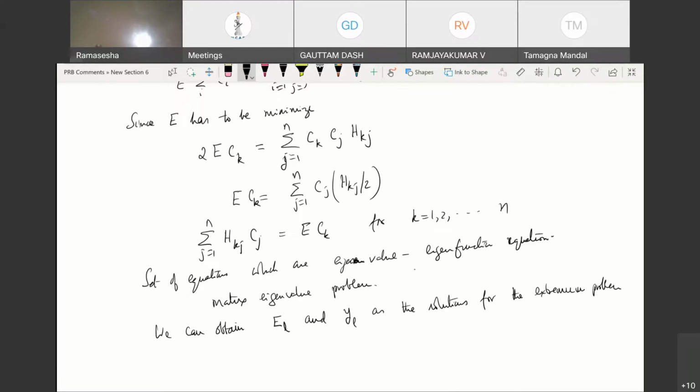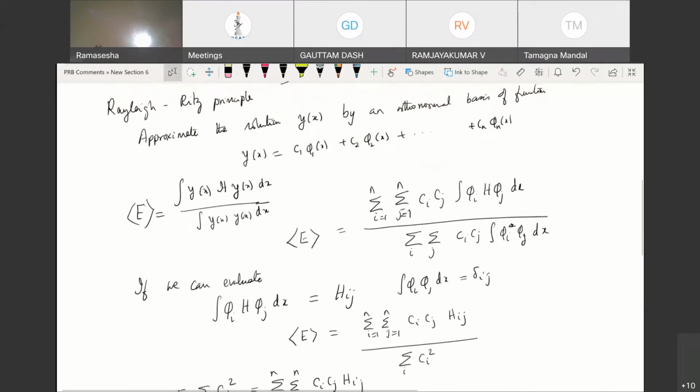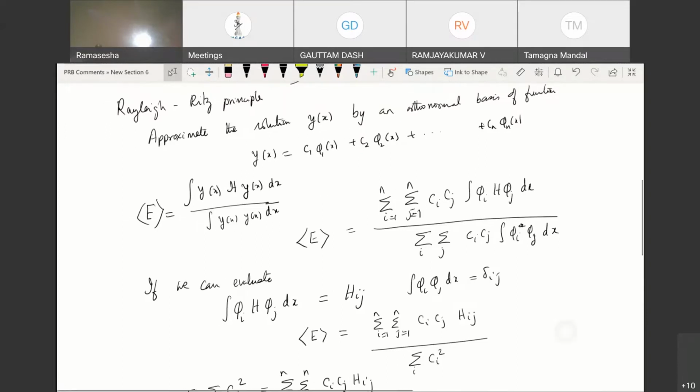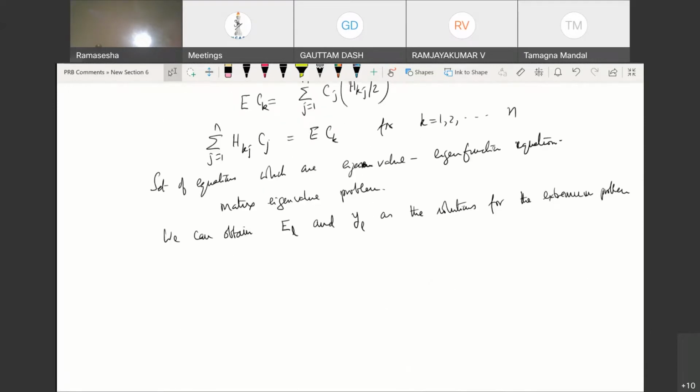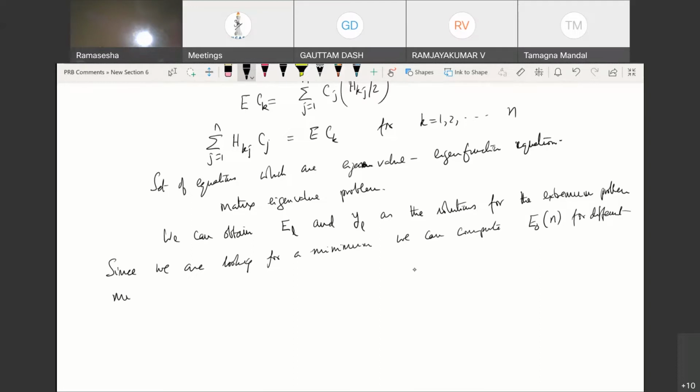So you see how suddenly we have converted this extremum problem using a basis into a problem which involves a matrix eigenvalue. And you also find one more thing: since we are looking for a minimum, we can compute the lowest eigenvalue E0 for different numbers of basis functions.